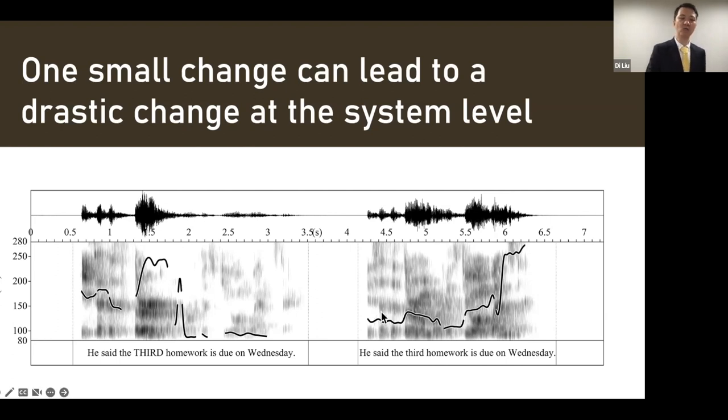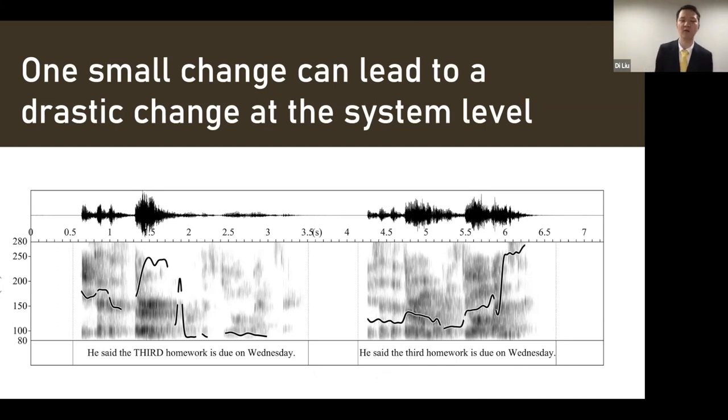The first one is third, and the second one is Wednesday. But if you look at other words in the sentence, for example, "he said" and "he said" right here, and "is due on" or "homework is due on," and here "homework is due on," the pitch level of these words that are exactly the same are drastically different. But these things are actually the same in these two sentences. So one small change in the sentence can lead to a drastic change at the system level.